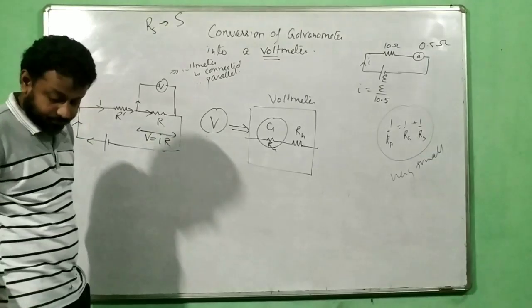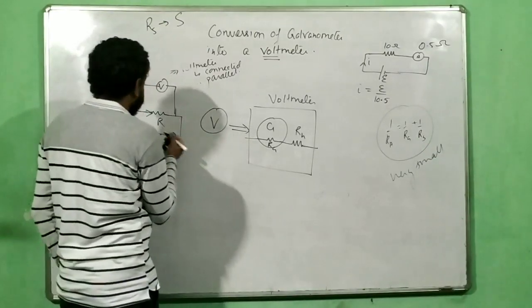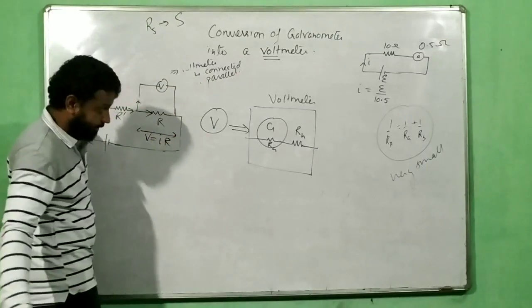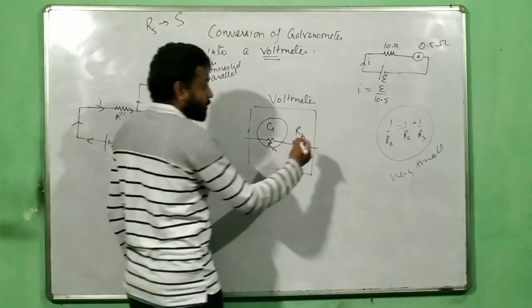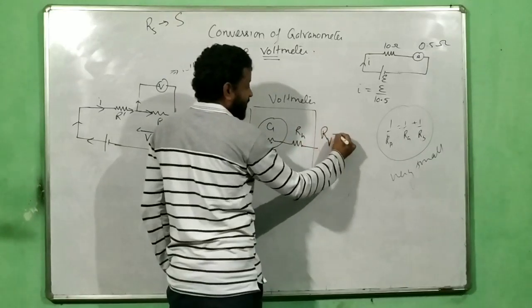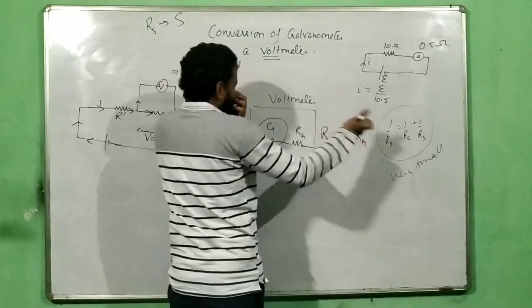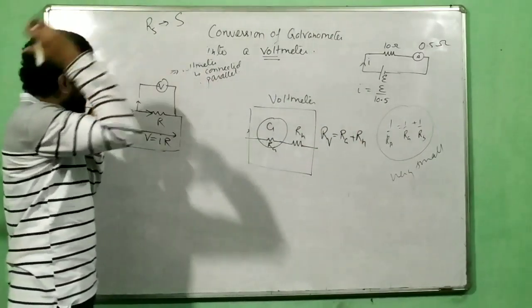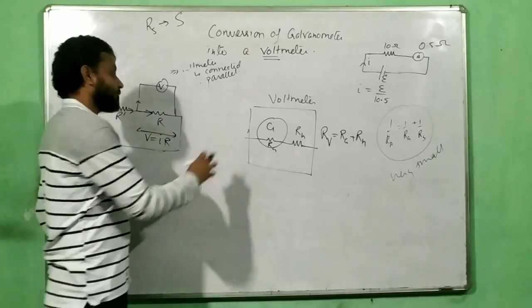Okay. Now let's see the working formula for this. Let us say that this is my voltmeter over here. So if somebody asks you what is the resistance of a voltmeter, resistance of a voltmeter will be equal to Rg plus Rh. Since they are in series, so it's very high. Why it has to be high? So that the current flowing in the main circuit is not affected.